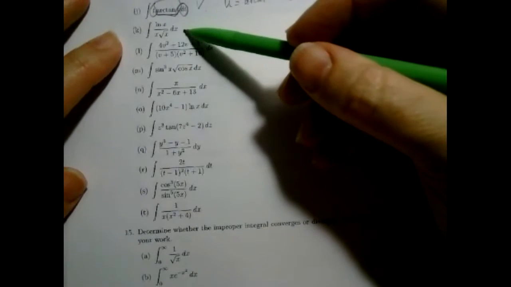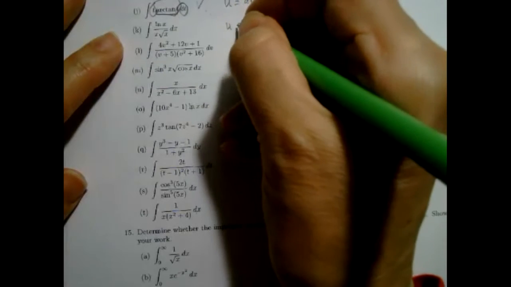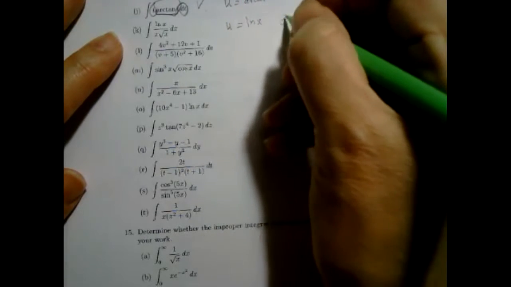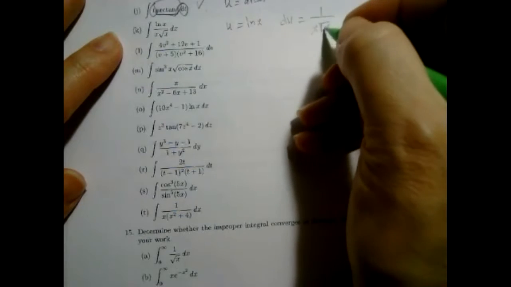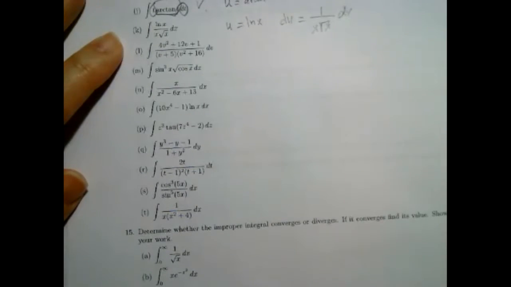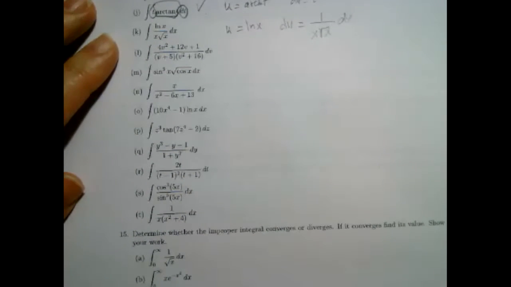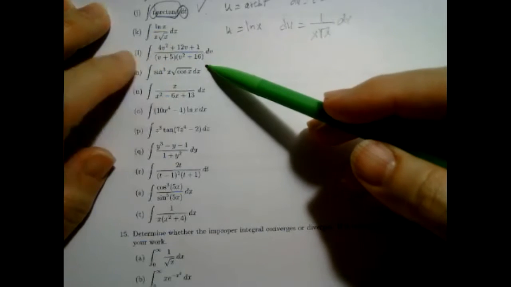K, again a typical integration by parts problem where the u is the ln and the dv is always the leftover, which is going to be that 1 over x root x dx, or 1 over x to the power 3 halves. Typical scenario. L.